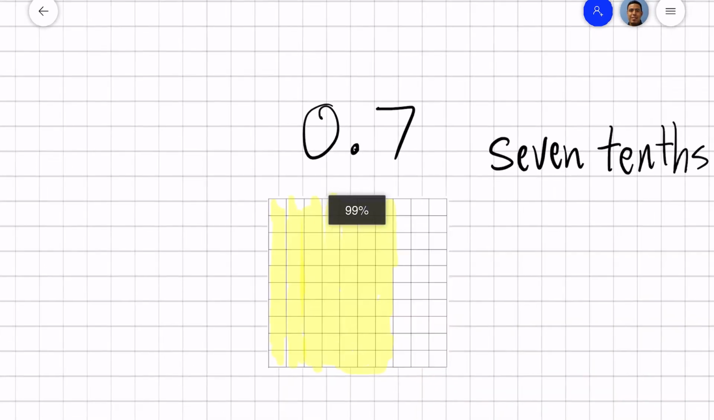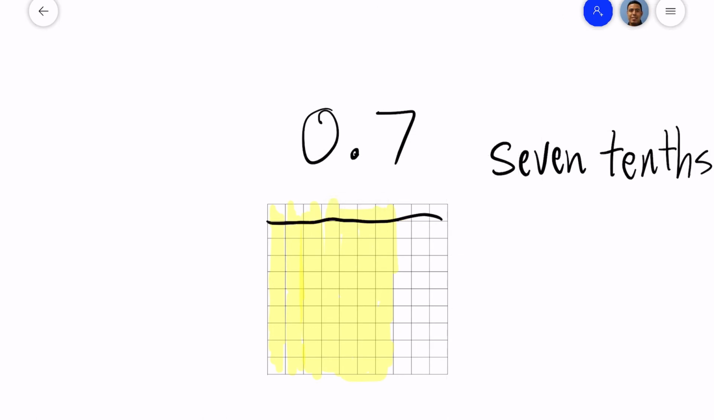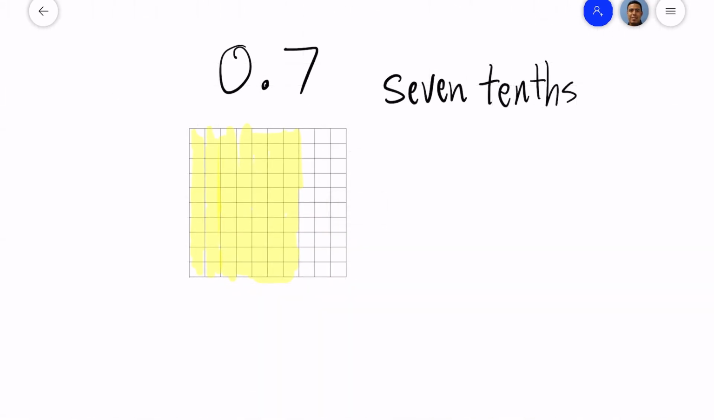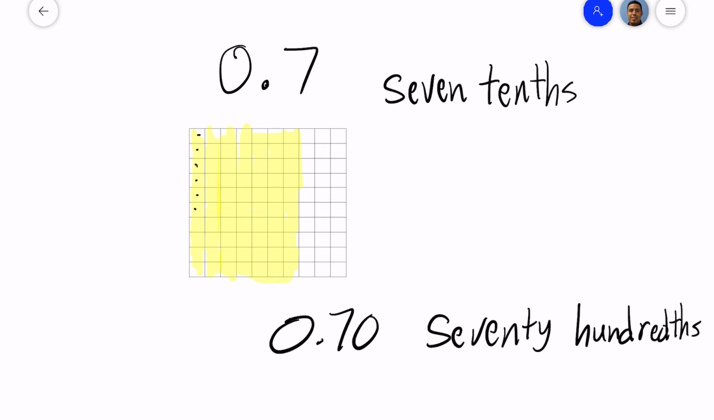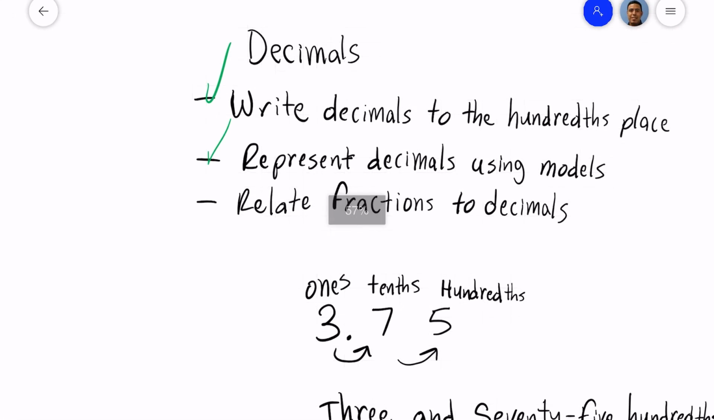The only difference is that this one has the lines going this way, but you still have 7 tenths shaded. You could also say that you have 70 little pieces that are shaded. In that case, you would say that there are 70 pieces, or 70 out of 100, or 70 hundredths. And that's how you use models to represent decimals. So now we are done representing decimals using models.